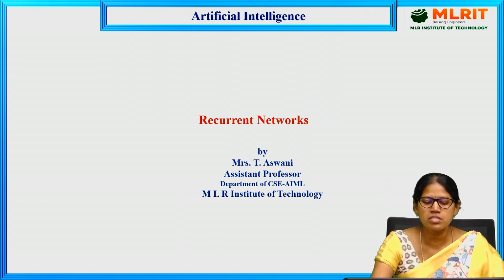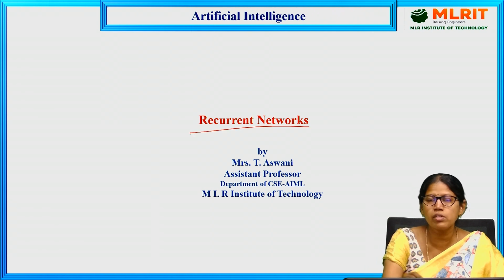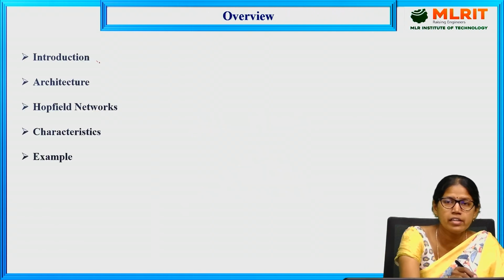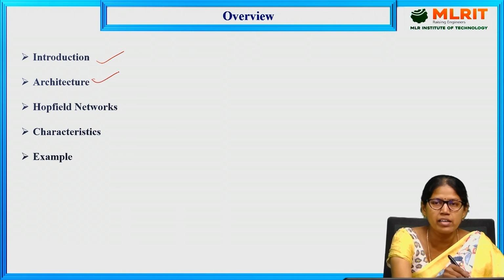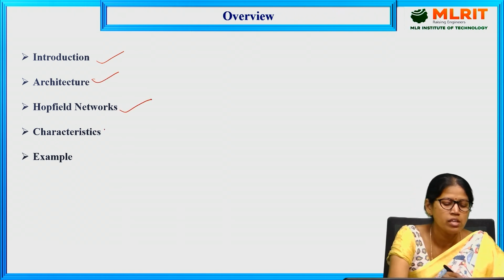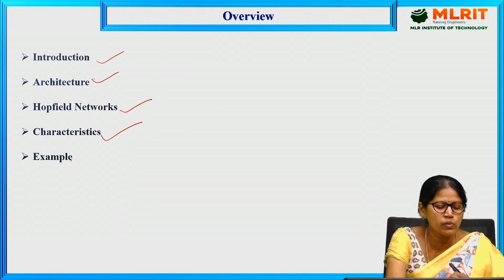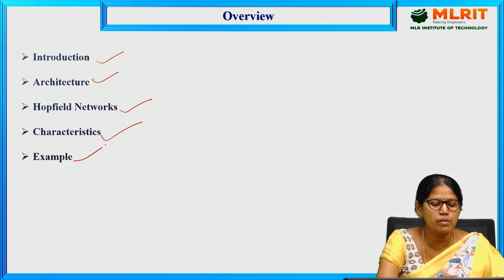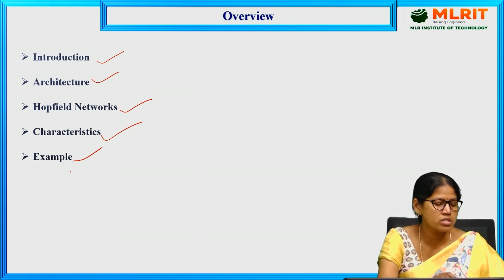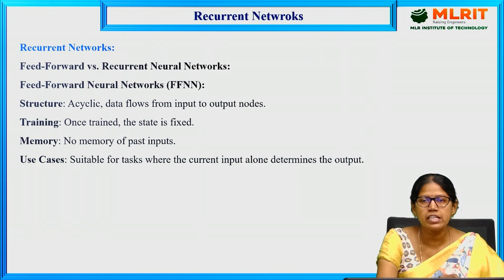In today's session, we are going to learn about recurrent networks. Let's see the overview of this session: introduction about the RNN, architecture of RNN, Hopfield networks, one of the RNN networks, and characteristics of a Hopfield network. And we will see an example for Hopfield networks, and we are going to see the Boltzmann networks also. Let's see the introduction part.